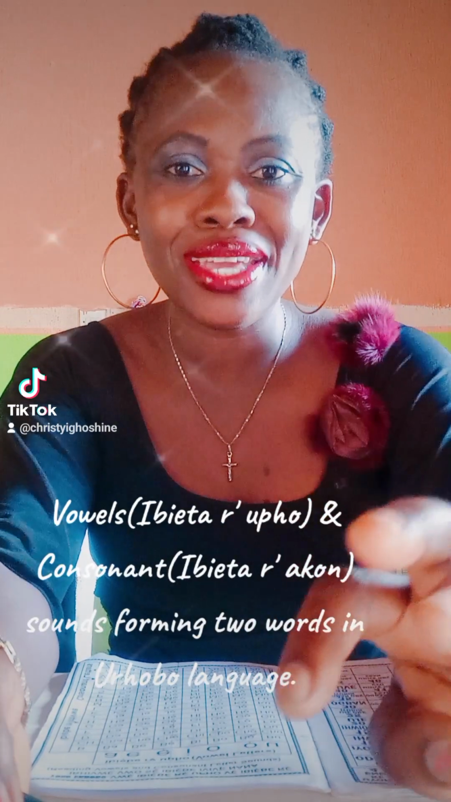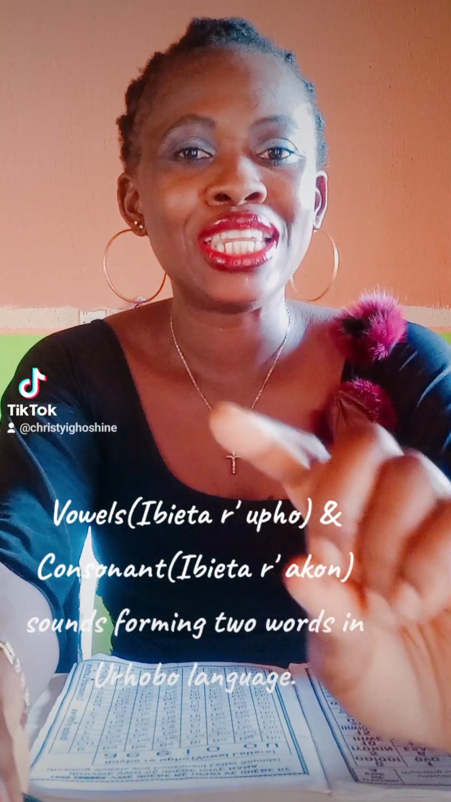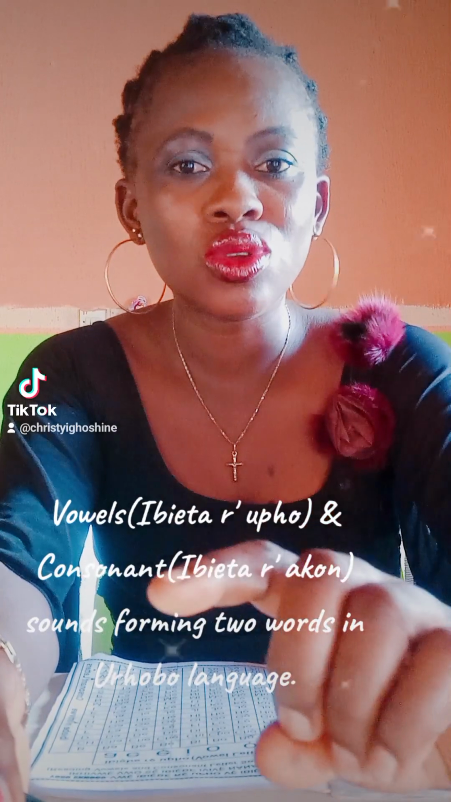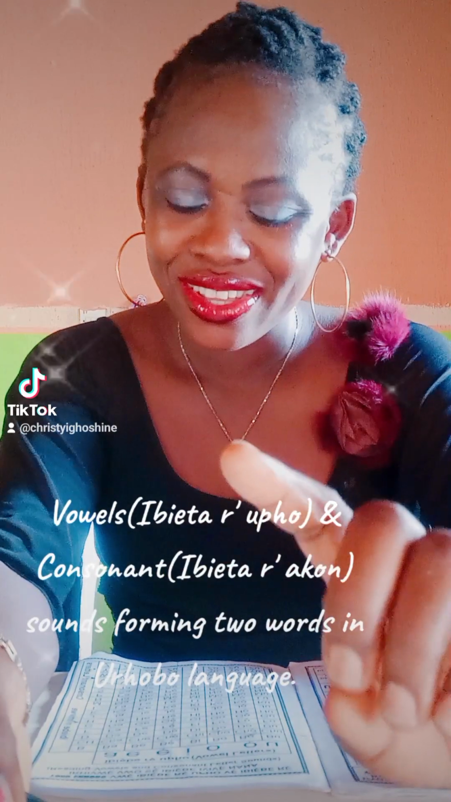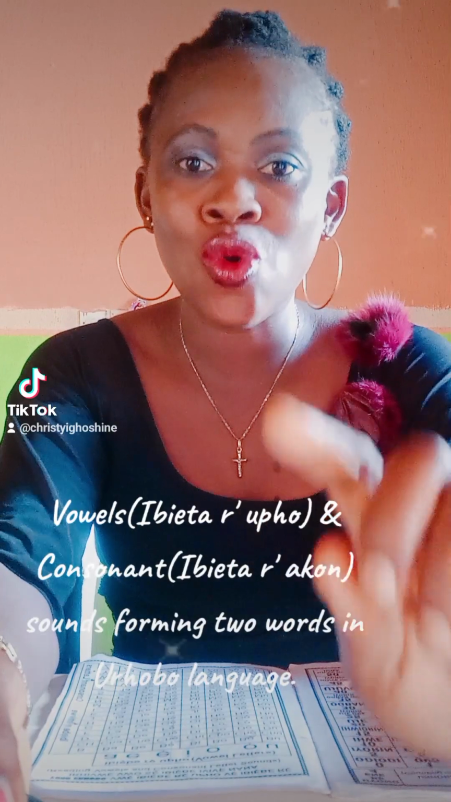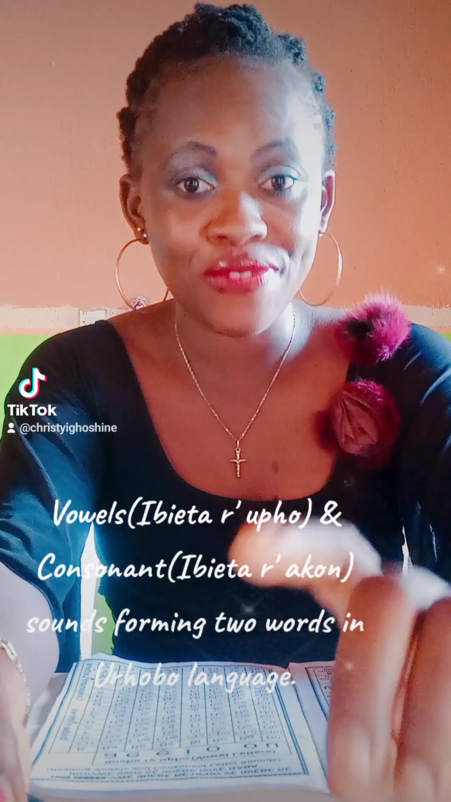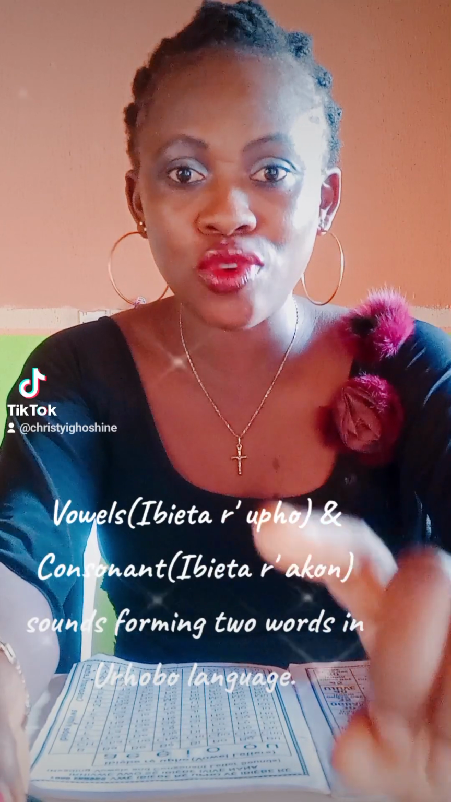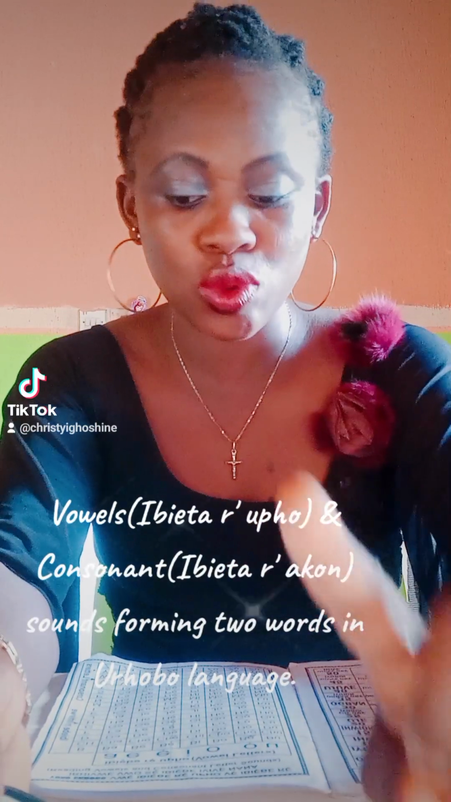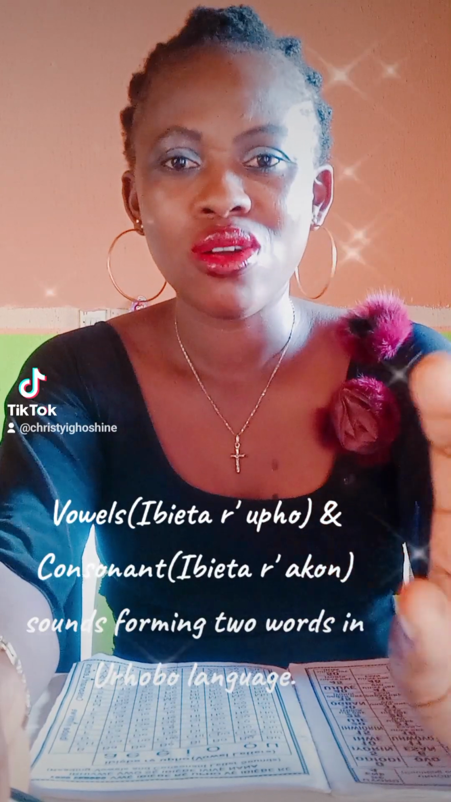that is letter A, letter E without dot, letter E again with dot, then letter I, letter O without dot, and letter O with dot, and finally letter U. The 7 vowel sounds in Urhobo are pronounced as follows: A, E, I, O, U.